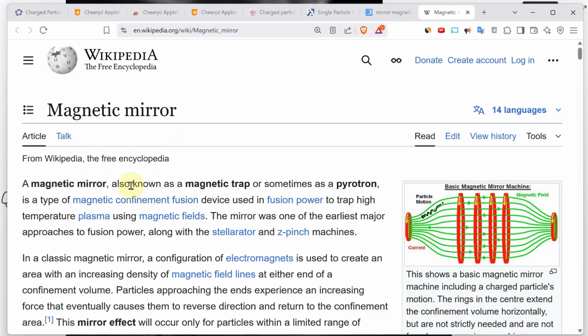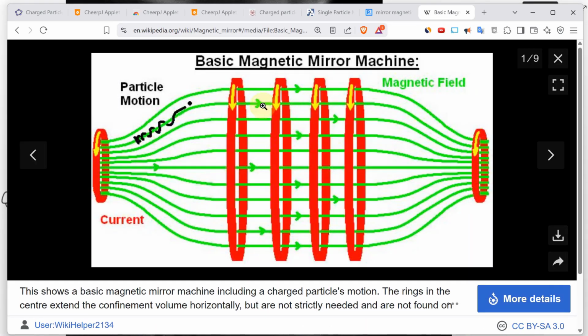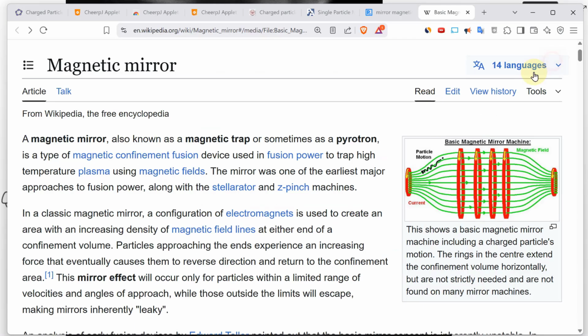A magnetic mirror, also known as magnetic trap or sometimes a pyrotron, is a type of magnetic confinement fusion device used in fusion power to trap high temperature plasma using magnetic fields. The mirror is one of the earliest major approaches to fusion power. Okay, interesting. Now we're dealing with magnetic fusion. So it basically has different strengths across it, I think. Okay, so I will have to review this later.